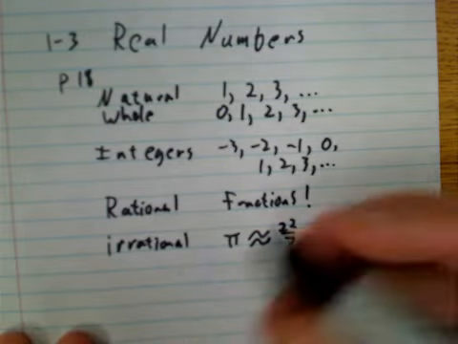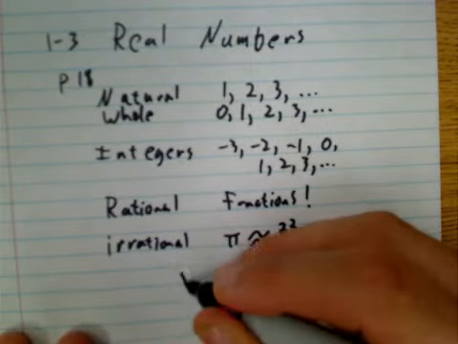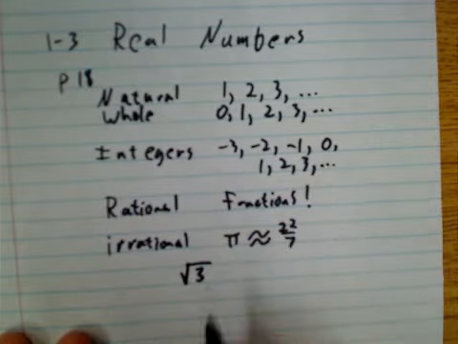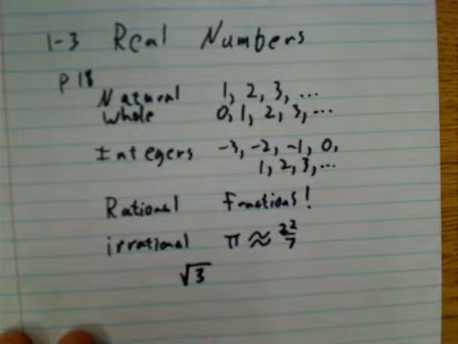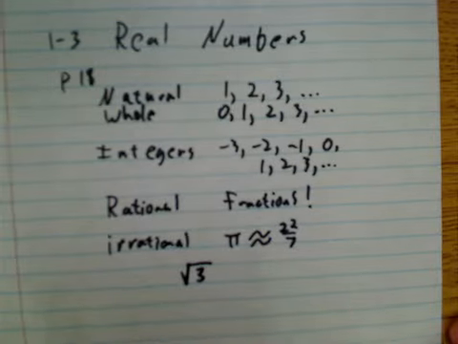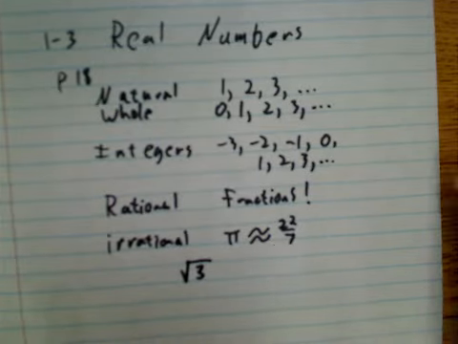Some other irrational numbers, like a square root that doesn't go evenly, like the square root of 3, you can't write that as a fraction. And again, we don't get into why that is here. You'll have to trust me for now. And so numbers like that are irrational numbers.